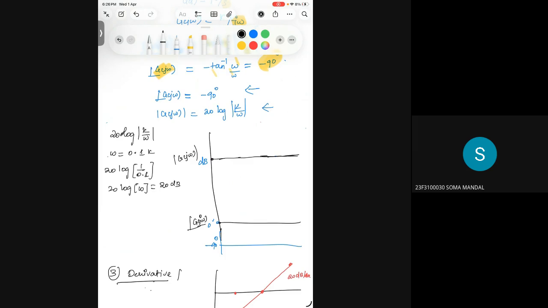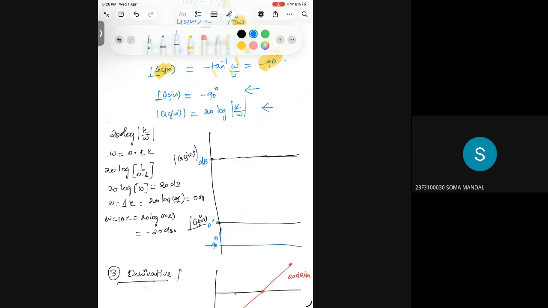Similarly, when I keep omega equal to 1K, it will become 20 log of 1, which is 0 decibels. Similarly, omega equal to 10K. You can find 2K, 5K, anything. Just randomly I'm picking 10K to find the slope. So this will become 20 log of 0.1. What is 20 log of 0.1? It is minus 20 decibels.